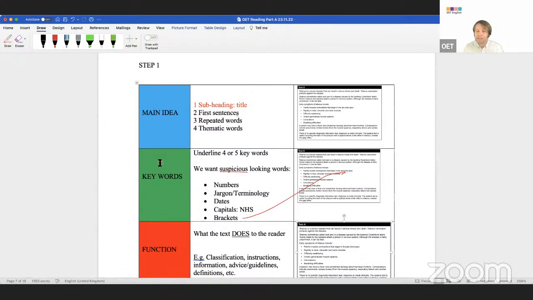If I show you a text now, guys, and if I give you 30 seconds, do you all think you can find me the main idea? Does anyone have a problem doing it in 30 seconds? Do some of you think maybe that's not enough time? We try our best. It should be okay. We were doing it yesterday, right? So here we go, 30 seconds, guys. All right. Remember, main idea, we're looking for subheading, first sentence, repeated words, thematic words, keywords, numbers, jargon, dates, capitals, brackets.